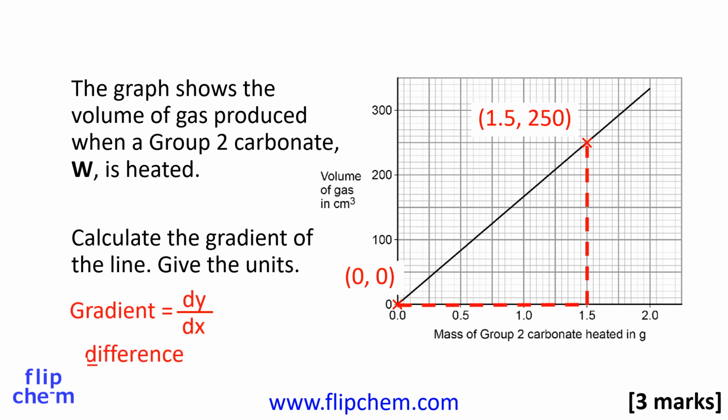Gradient is often referred to as dy by dx. The d stands for difference. Dy by dx means the difference in the y coordinates divided by the difference in the x coordinates.